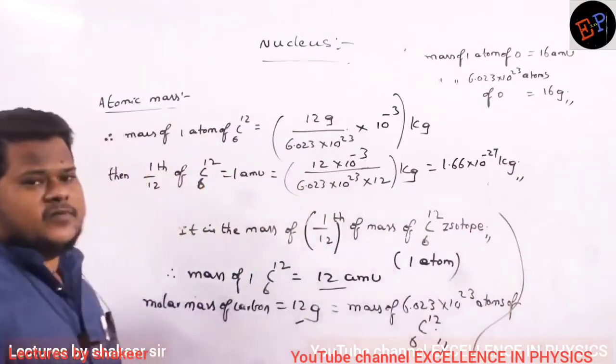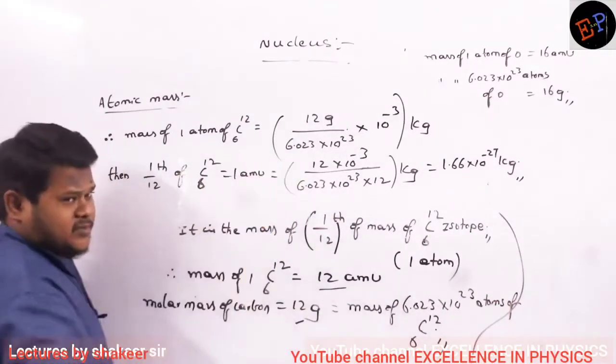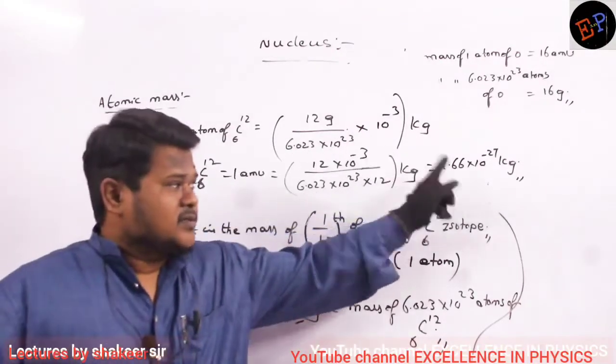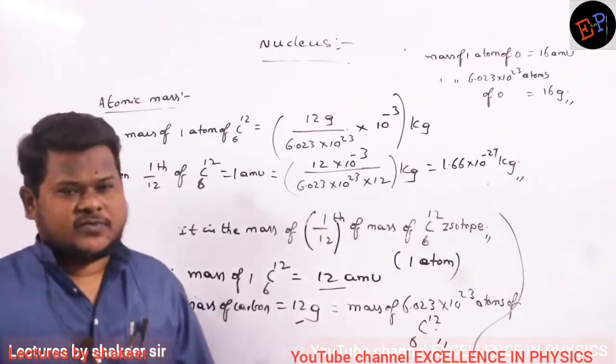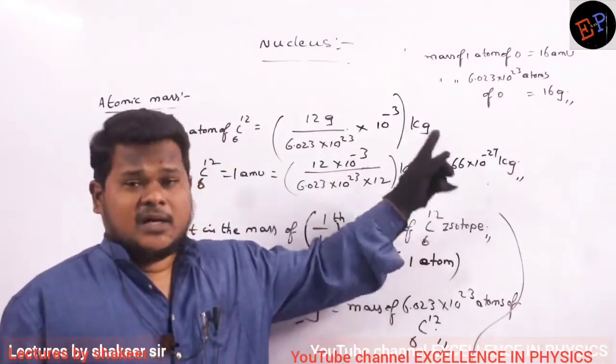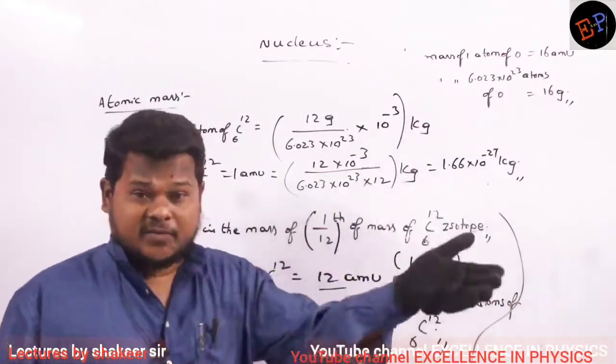So why have I done this total calculation? To convert AMUs into kgs. 1 AMU is equal to how many kgs? 1.66 into 10 power minus 27 kg. And this is approximately the mass of a proton, and again approximately the mass of a neutron, and approximately the mass of a hydrogen atom also.